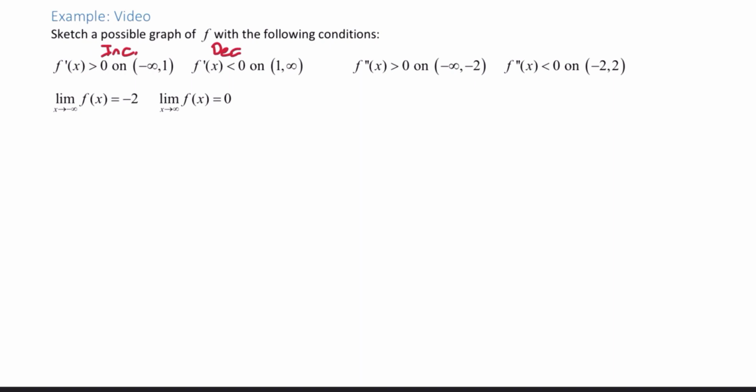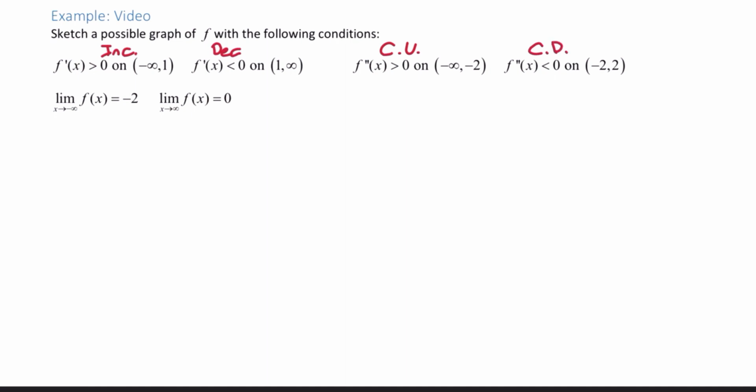Then we have the second derivative is greater than 0. The second derivative tells us about concavity. So we know that f is concave up on that given interval. And then the second derivative is negative on -2 to 2. That tells us f is concave down.